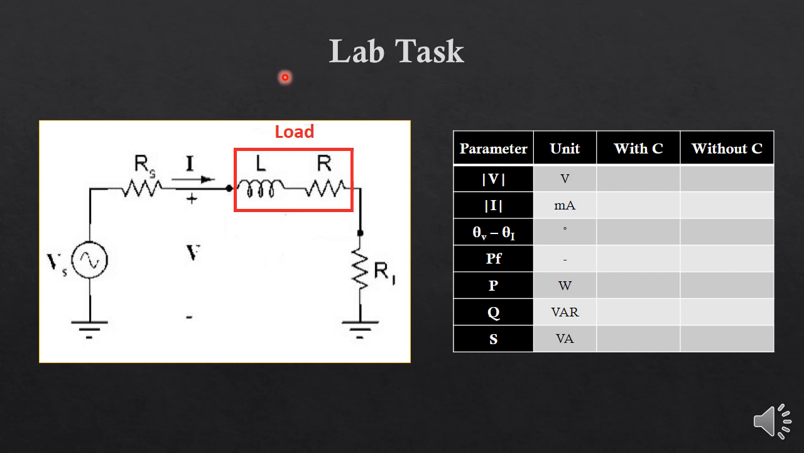For the in-lab task, you have to implement this circuit on the LTSpice. You have to determine the real power, apparent power and reactive power. Also, you have to find the power factor. If the power factor is less than unity, then you have to improve the power factor by adding a capacitor in parallel with the load impedance. And again, you have to find the real power, reactive power, apparent power and the power factor after placing the capacitor in parallel with the load. You will observe that after placing the capacitor in parallel with the load, the power factor will be significantly improved and it will be close to 1.